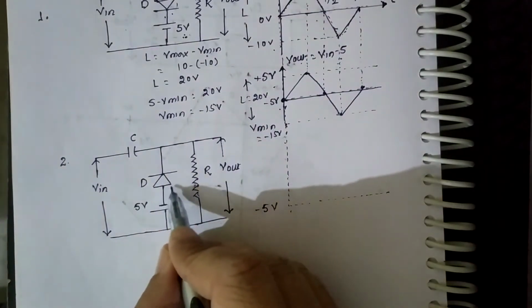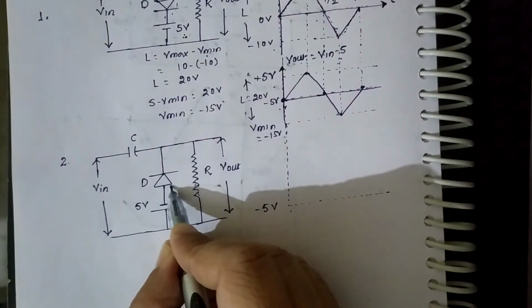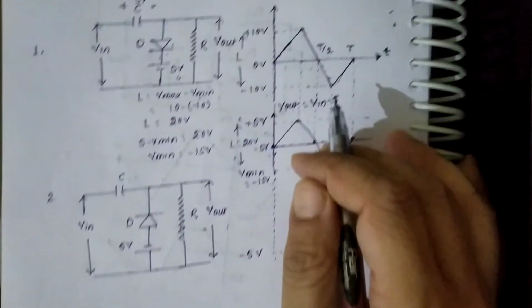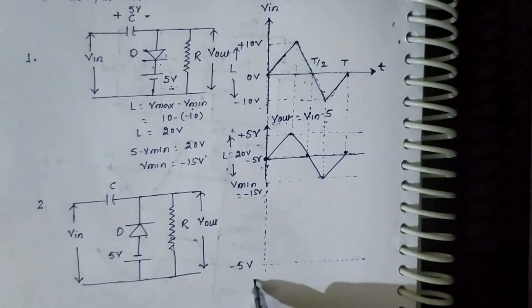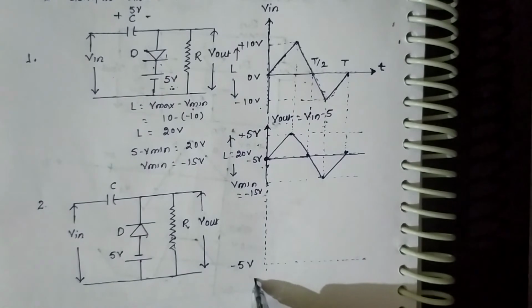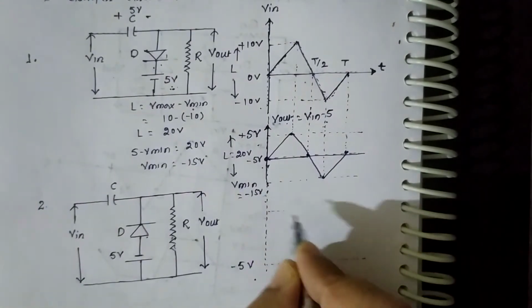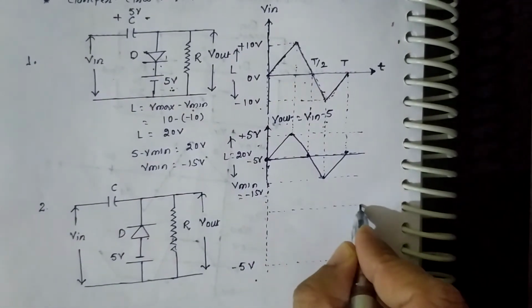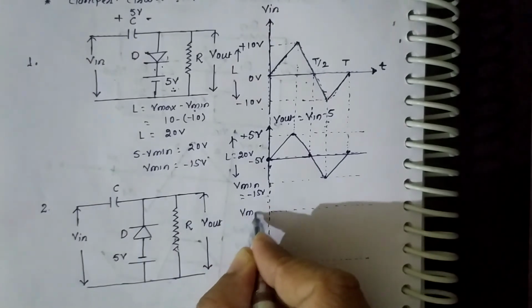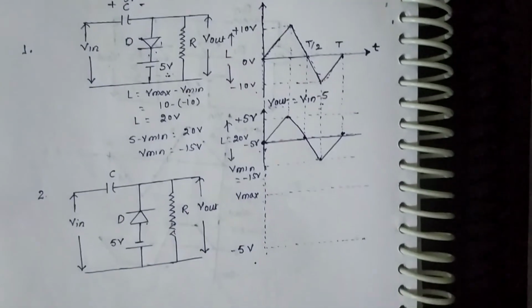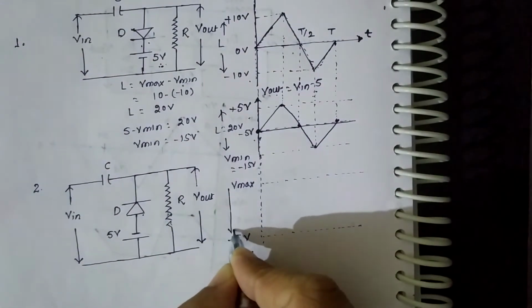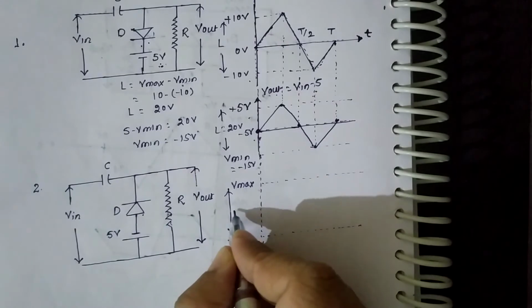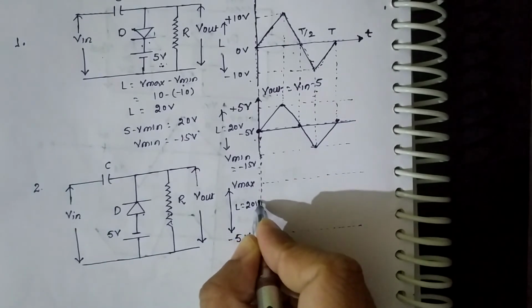And the position of the diode indicates it's a positive clamper. It means your entire input is shifted upward with respect to this minus 5 volt. So you'll get one top line. Let this be V max. The length of input and the length of output will remain the same. So this L equal to 20 volt in this case.